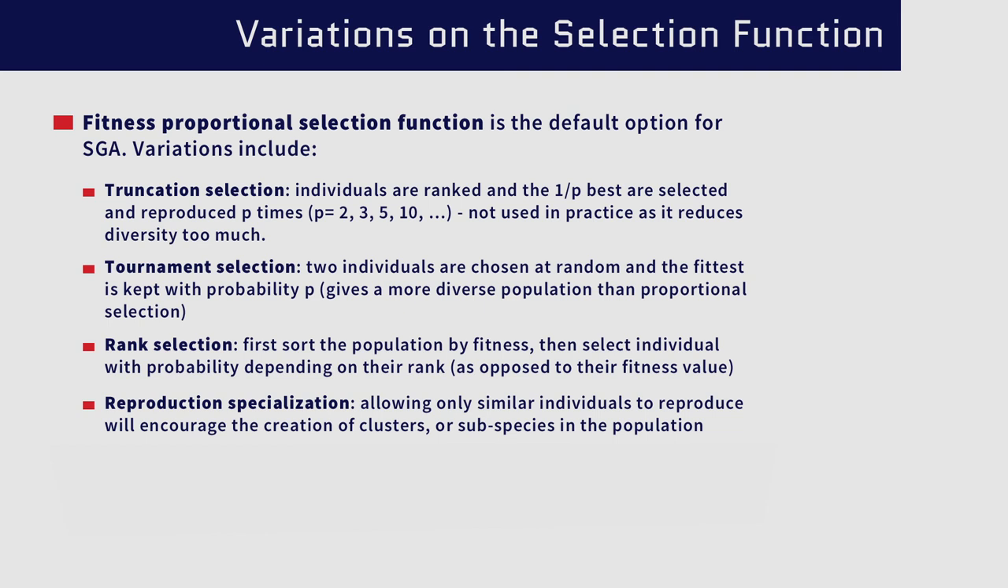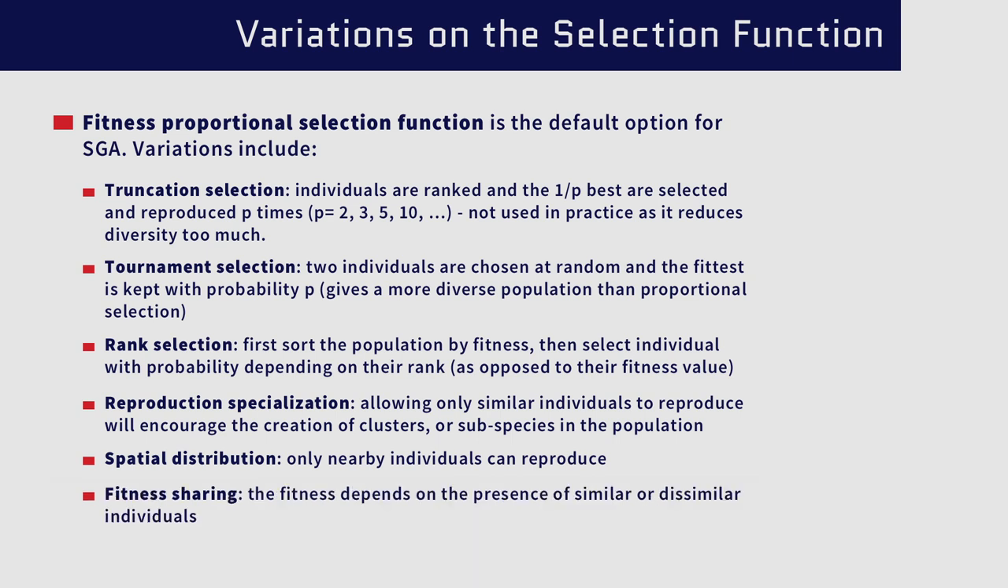Yet another variation on the selection function is to spatially distribute individuals and allow them to only reproduce with nearby ones. This is something used in simulated evolution in ecosystems. In virtual ecosystems, the variety of variations for selecting individuals fit for reproduction, or for individuals to select each other, includes, but is not limited to, that of natural ecosystems. And the final variation in selection method that we will discuss is fitness sharing. With this method, the fitness of an individual depends on the presence of similar or dissimilar individuals. For example, fitness could be reduced by the presence of too many similar individuals in the population.